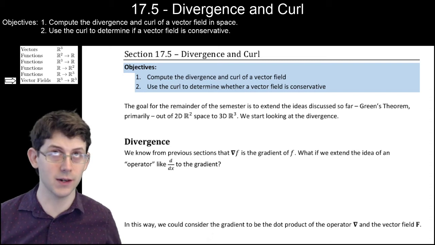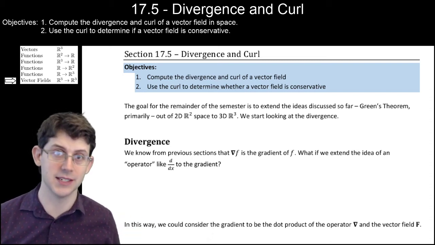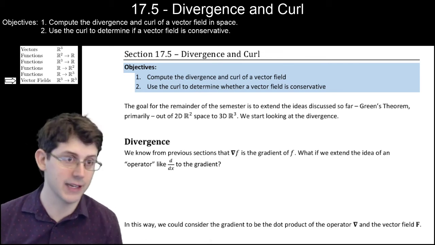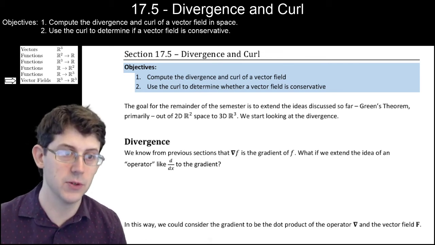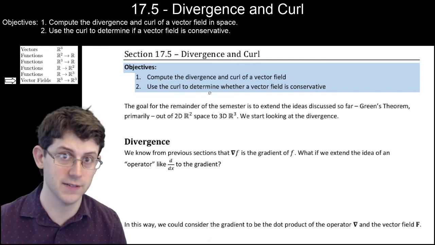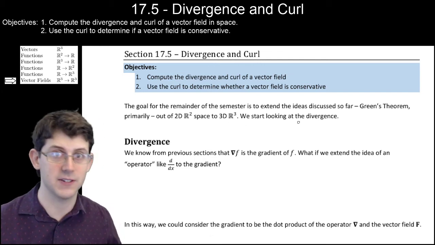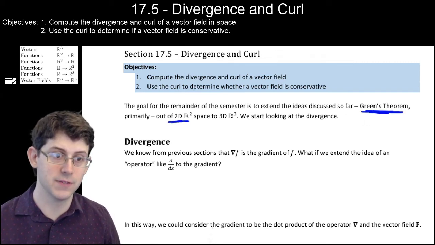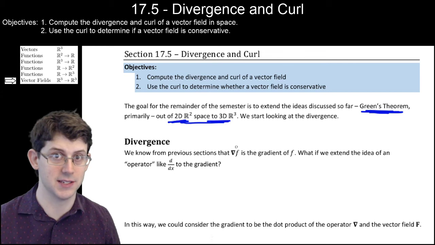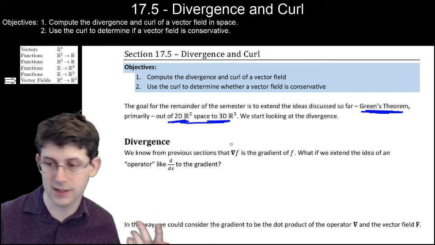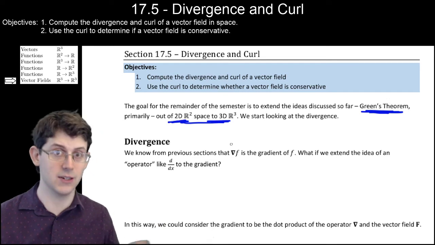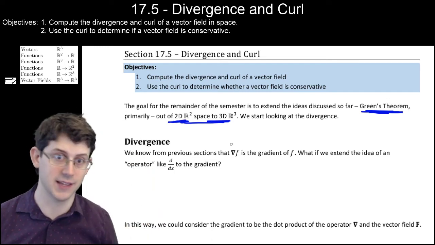Divergence and curl work especially well in 3 dimensions, and it makes 3 dimensions particularly special. You'll see when we get there. The goal here is to compute the divergence and curl and then use the curl for something. The end goal, after the whole chapter is over, is to use the divergence and curl to extend Green's theorem out of 2 dimensions and into 3 dimensions. Those theorems, when we get them into 3 dimensions, will be called the divergence theorem and Stokes' theorem, and those are the big final things.